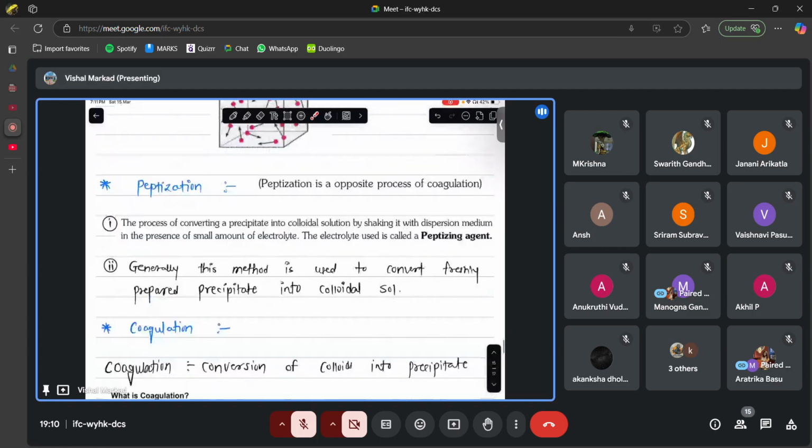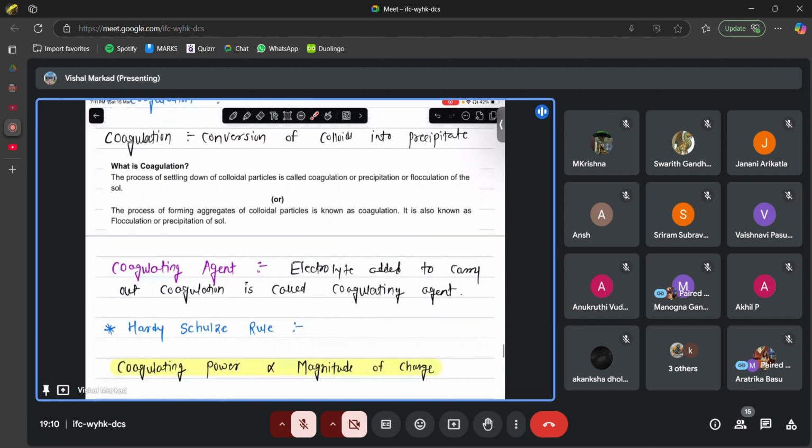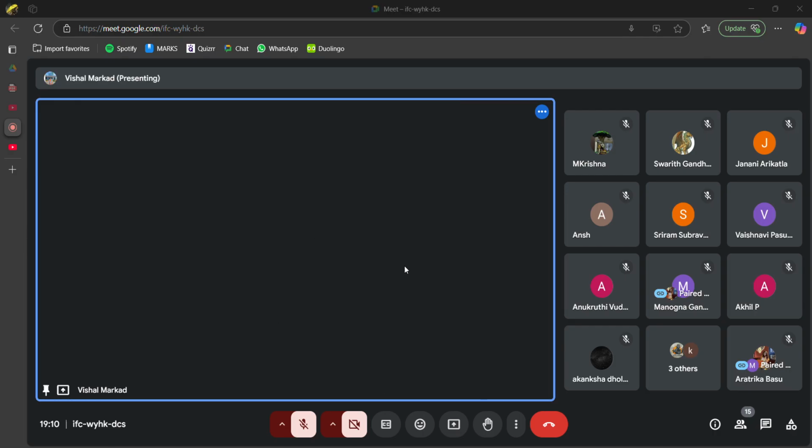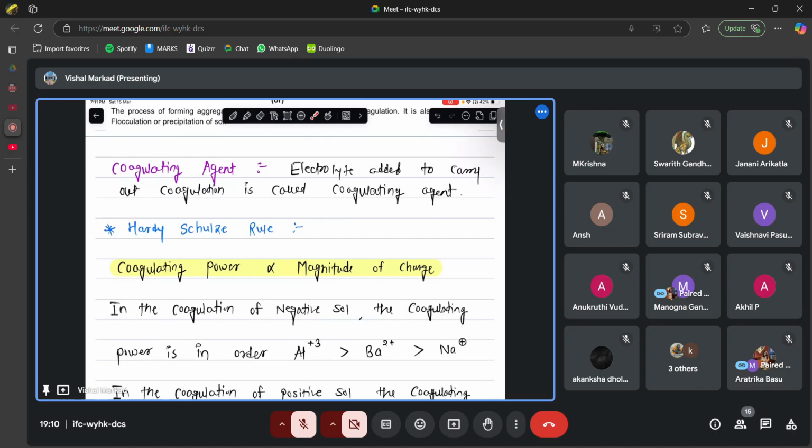So here we use a peptizing agent to carry out peptization. The same thing we do here, we use a coagulating agent. We add an electrolyte so that all particles settle down. That is called a coagulating agent. And there is one rule which is called the Hardy-Schulze rule. What does that rule say? Coagulating power is directly proportional to the magnitude of charge.